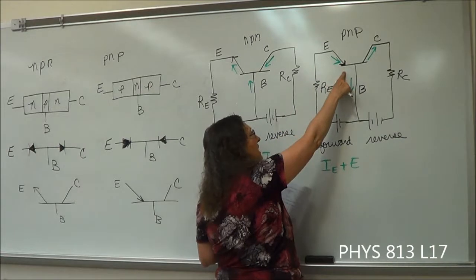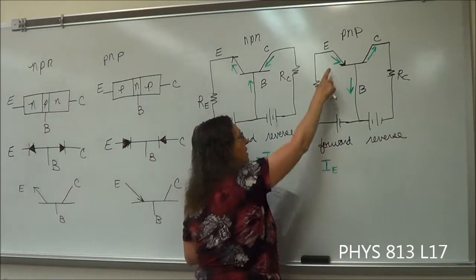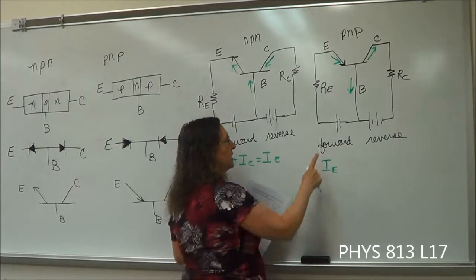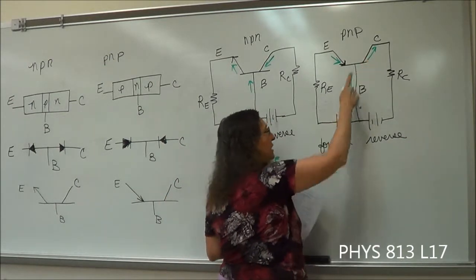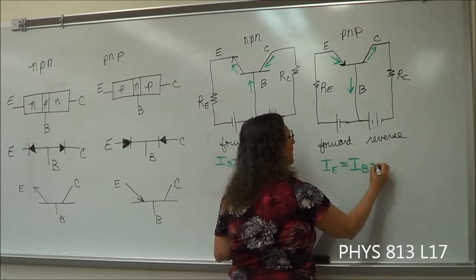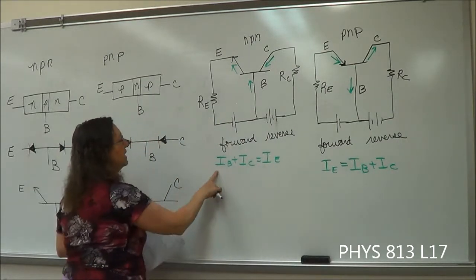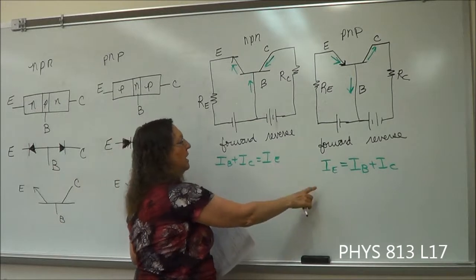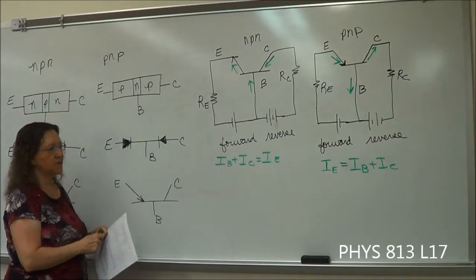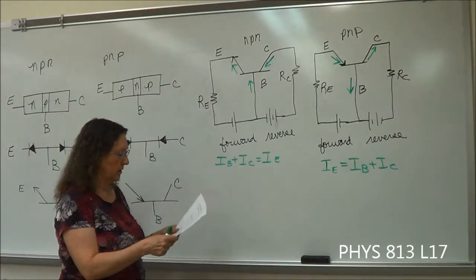We have I emitter coming into the base. I have to watch my arrows. So I emitter is coming into the transistor, the junction. We have I of the base and the collector going out. So then we have IB plus IC. So I've written it differently. I've written it as in equals out and in equals out, but you notice that those are the same equations. So you have the emitter on one side and then the base and the collector on the other side.